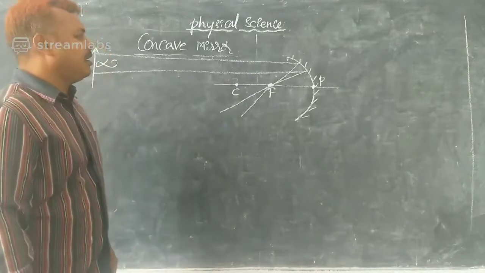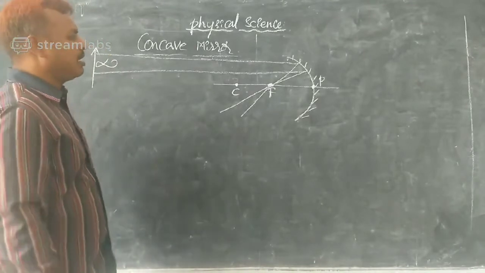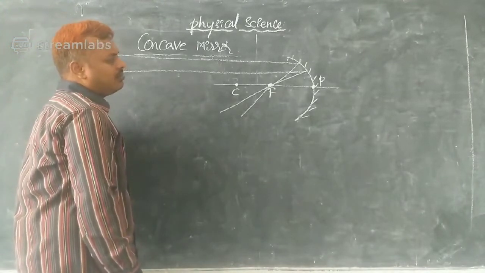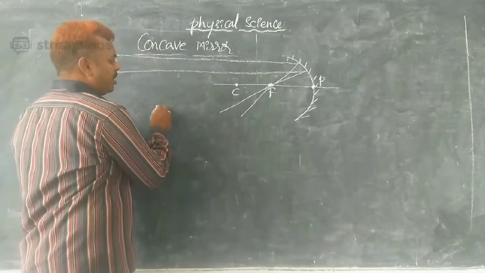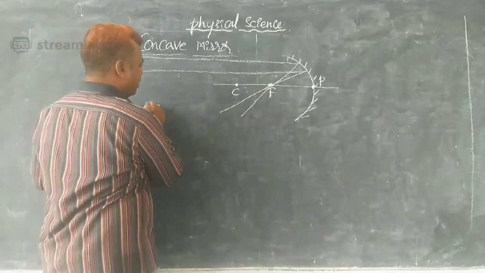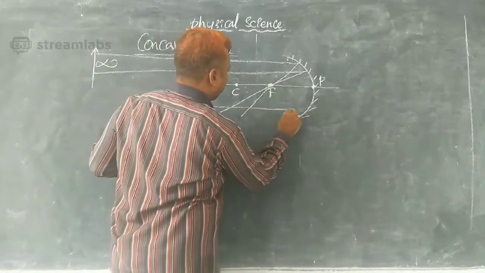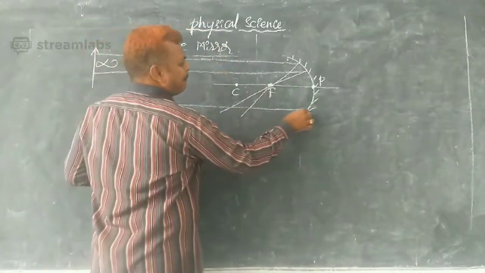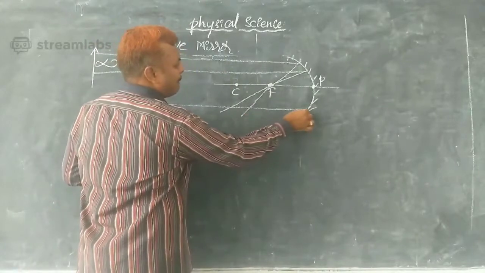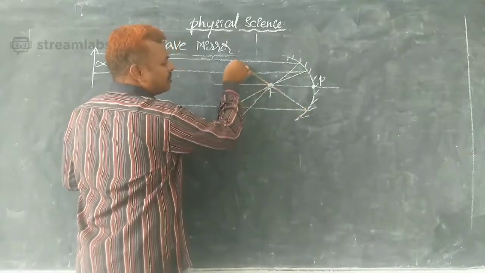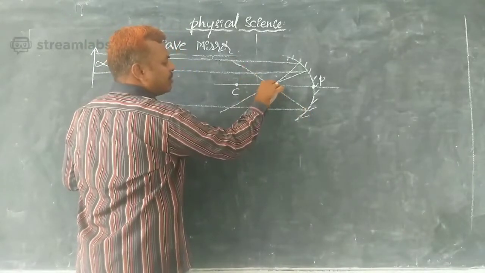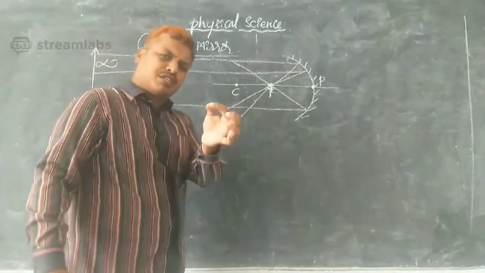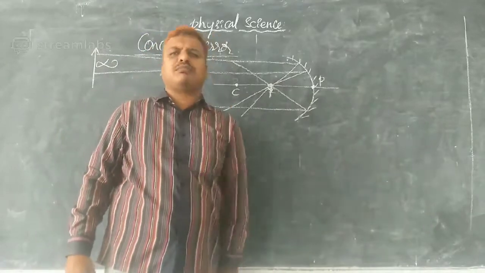And one more light ray, that is from infinity. I'll take from infinity, and it is going to come and fall on the other side also. From infinity I'll take one more point, and this will also form. So a very small, point-like image is formed here.